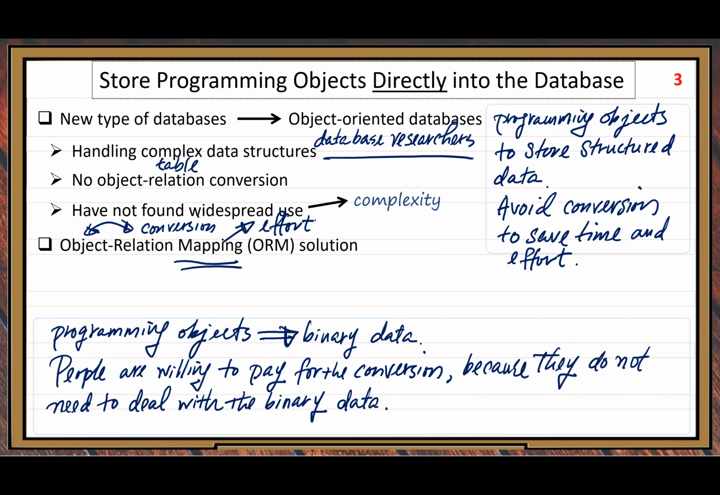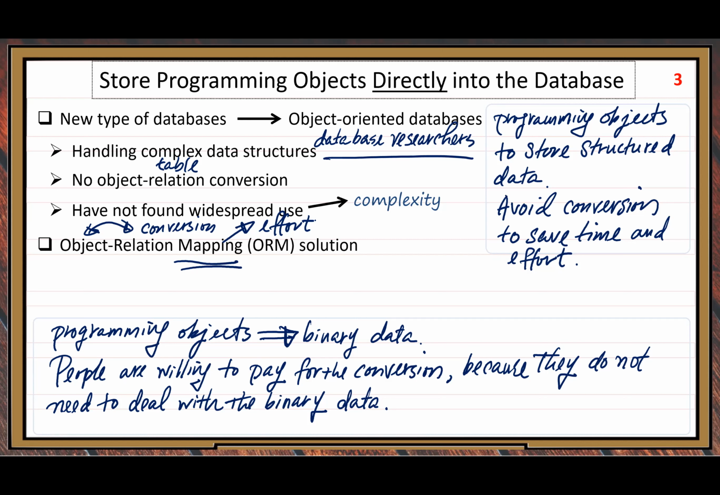So that model we call the ORM solution, object relation mapping. And this idea is very popular in industry. In my next slide, I will elaborate on this idea because it's so useful, so important in industry. So when you go to industry, it's very likely you will need to use this technology.